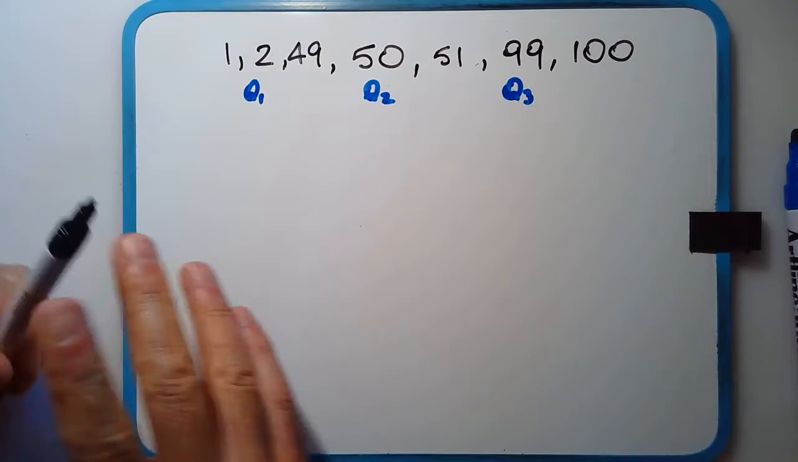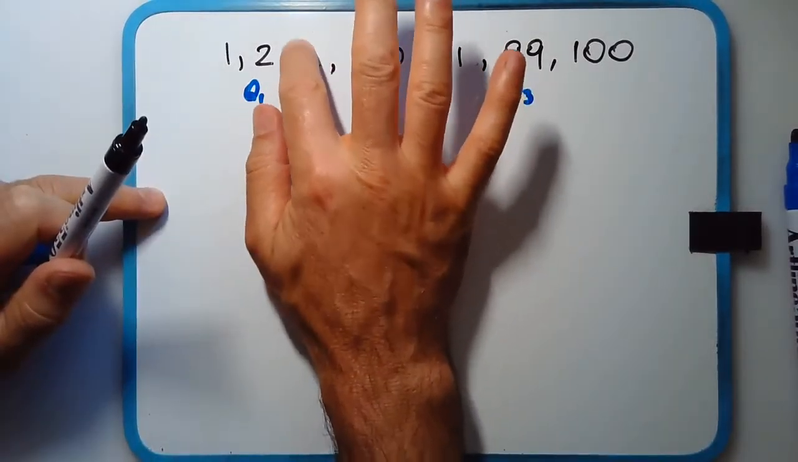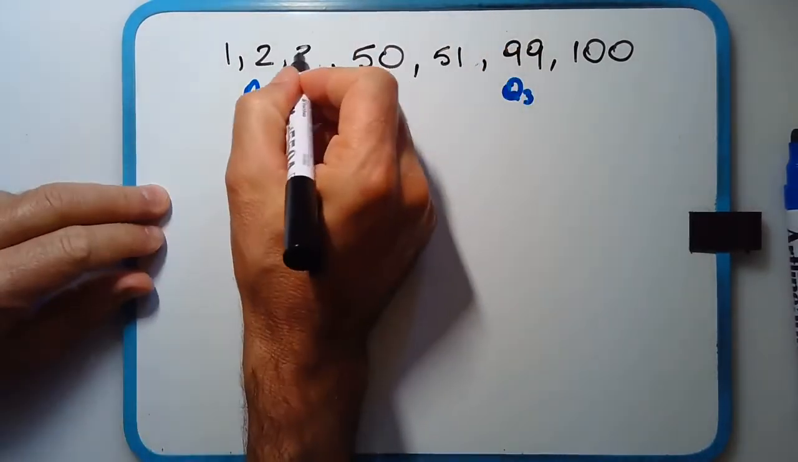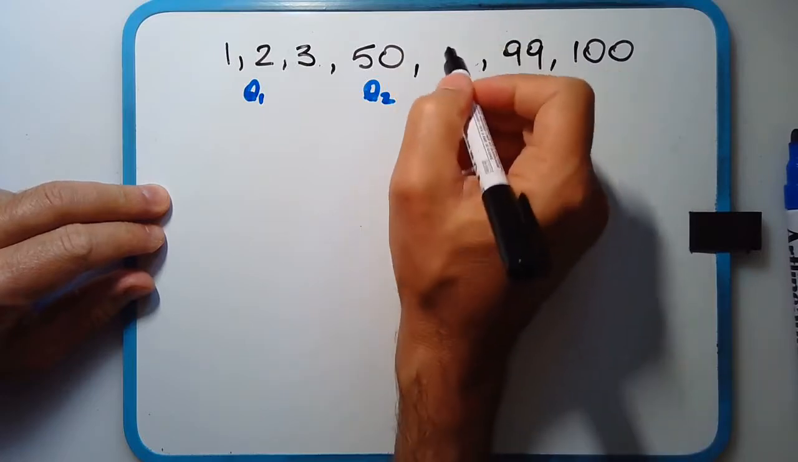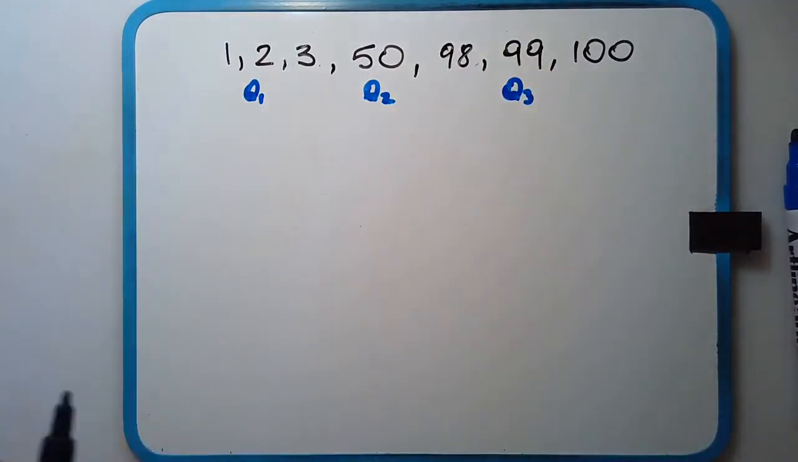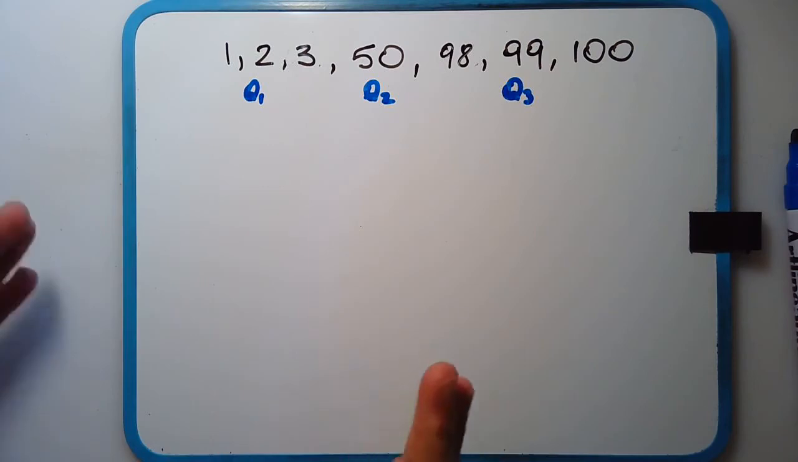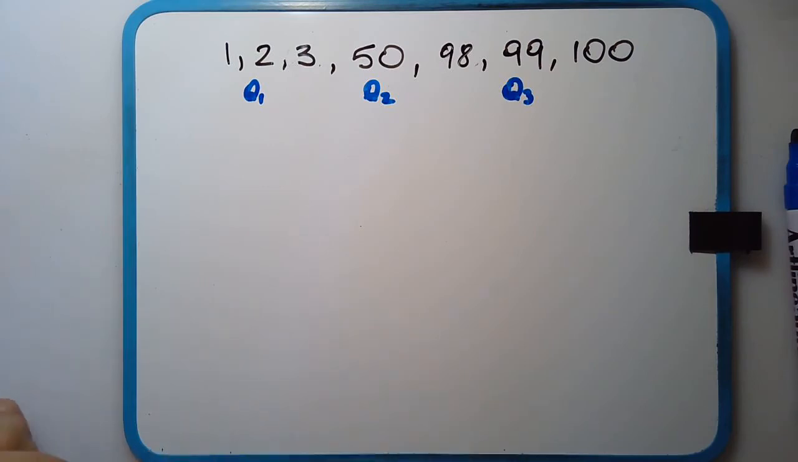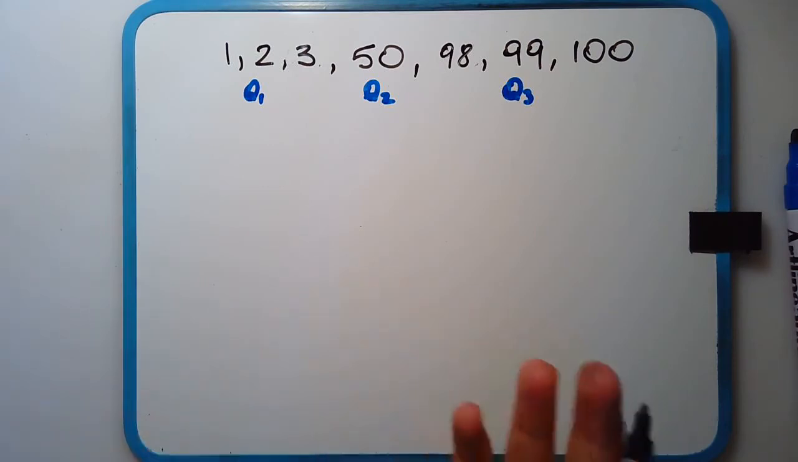Okay. So I'm just going to revert it back to the original scores. So that was a 3 and this was a 98. I just wanted to highlight the shortcomings of the interquartile range and, by extension, the range as well.